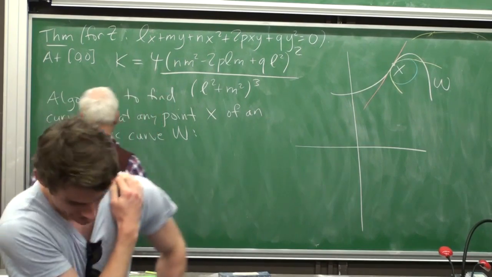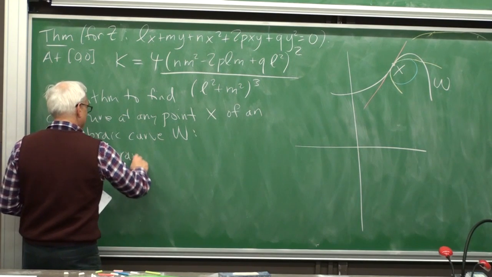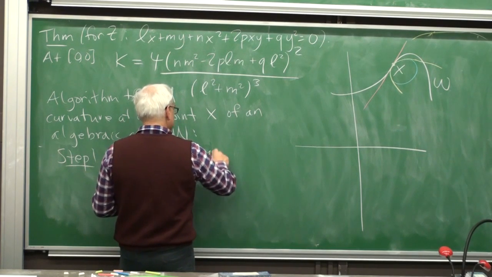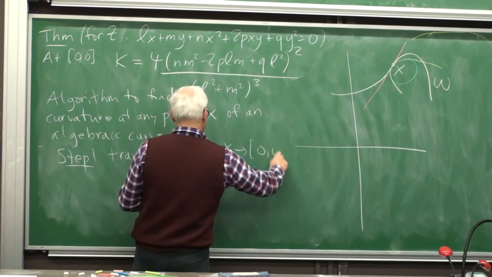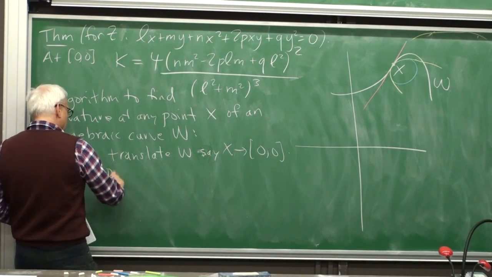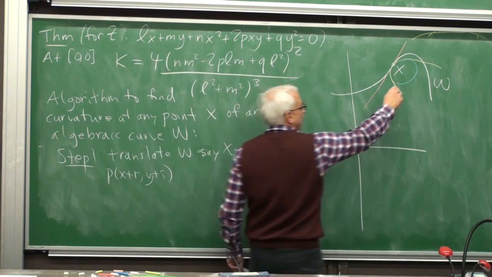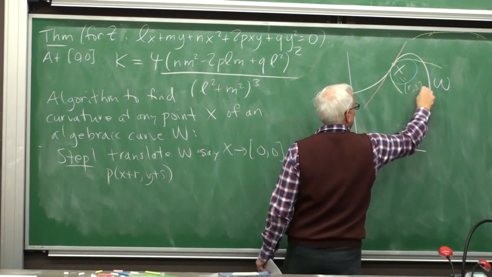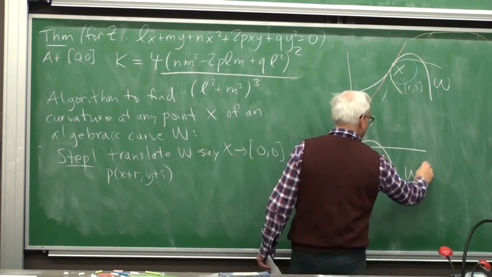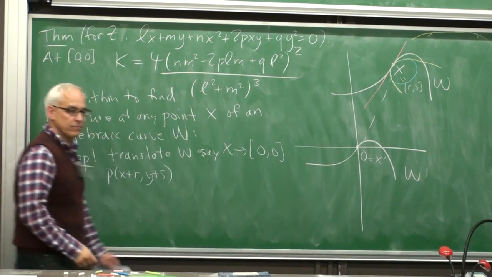All right, so step 1 is to translate W so that X gets sent to the origin. Okay. That's our familiar story where we consider P of x plus r, y plus s, if X happens to be, say, rs. So we're moving it down, so now this curve has been translated to some new curve, say W prime, and now the new point X prime is the origin.